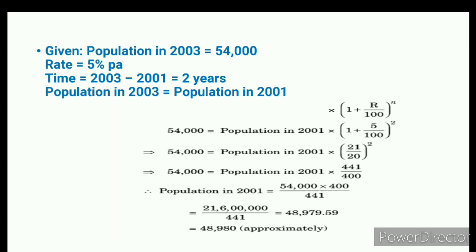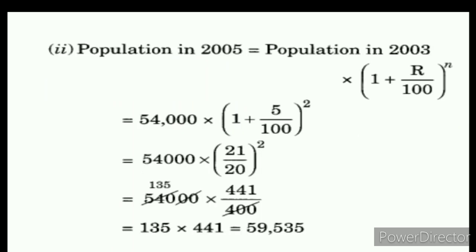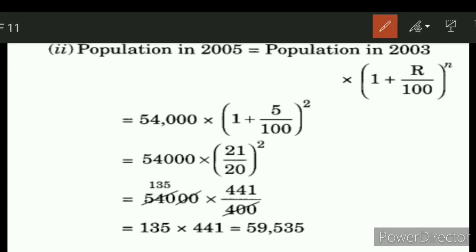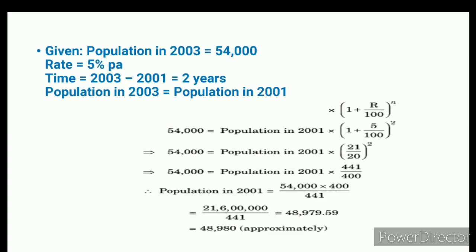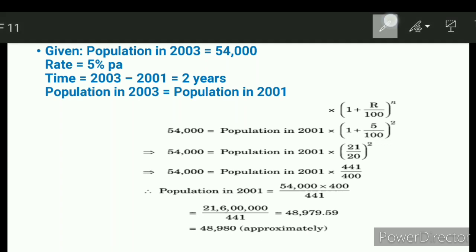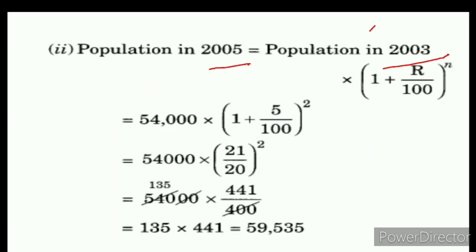Okay, this is the question they have given: amount given and finding principal. This is the first part of the question, and that is the first part answer. Second part, population in 2005. For that we should use population in 2003 as the initial value, that is principal. Isn't it? It's 2005, the previous one is 2003. The 2003 population they have given in the question. Right? This 54,000 is the principal for the second part of the question. Got it? Yes, substitute that.